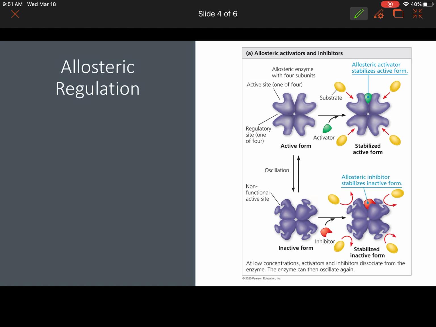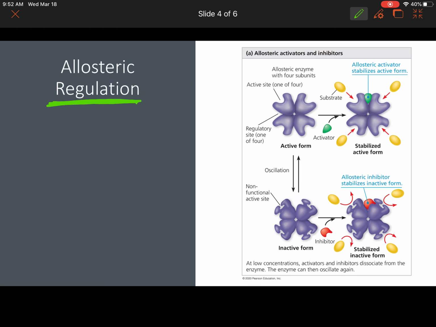Well, cells don't just want to inhibit enzymes. Sometimes enzymes need to be activated. So allosteric regulation is a broader phrase that includes both activating and inhibiting enzymes. Allosteric regulation, as we said before, means that there's more than one binding site on an enzyme.